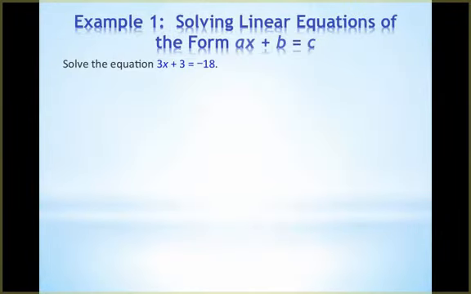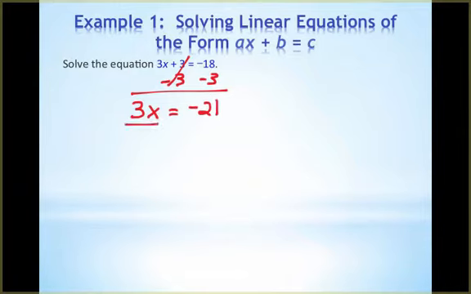In our first example, we want to solve the equation 3x plus 3 equals negative 18. Well, since we have no like terms to combine, the first thing we're going to want to do is get rid of this plus 3 by subtracting 3. When I do that, I get 3x, those have simplified to 0 now, equals negative 21. And then I divide both sides by 3, and x equals negative 7.